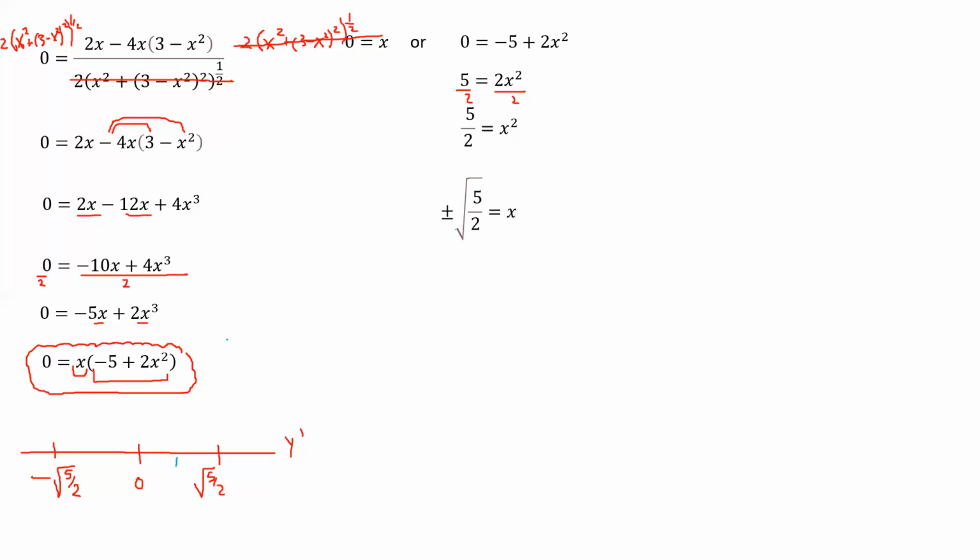When you plug in 1, x is 1, which is positive. 2 times 1 squared minus 5 is a negative. So that would give us a negative in this section. Nice, easy number out here. Oh, how about 10, just to be safe? When we plug in 10, that will be positive. And 10 squared times 2 minus 5, still positive.